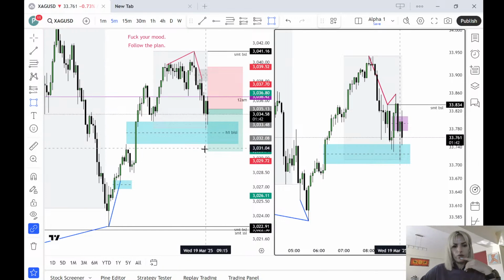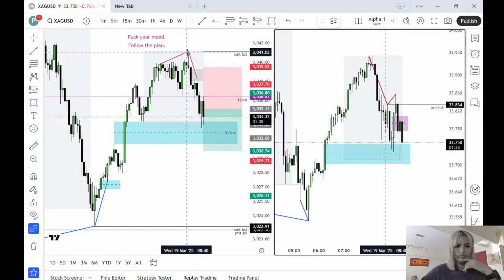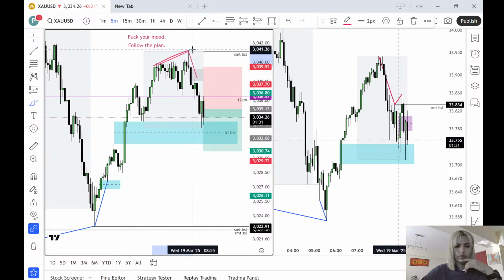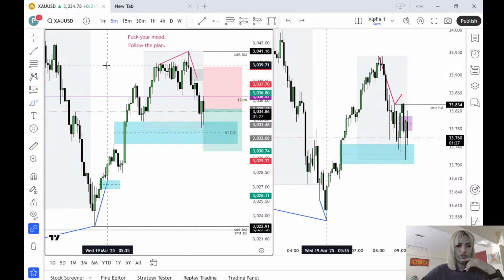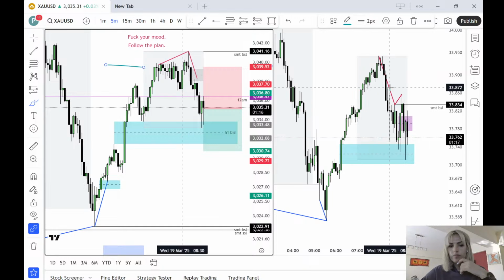All right, you guys, so we had the SMT, 2 SMTs actually, one on the 5-minute, this one, followed by, you know what, I think I want to change the color of my drawing. What color should I use? I don't want red or anything like that. I think I'm going to use something blue. Okay, this one.